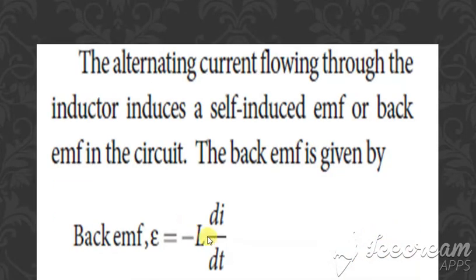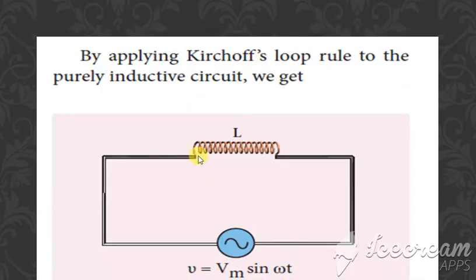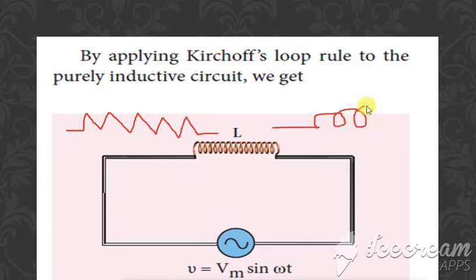Okay, and so we are taking the formula E is equal to minus L into di divided by dt. For the resistor, we took the formula V is equal to I into R. Here we are taking E is equal to minus L into di divided by dt. This is the inductance. How did we draw the resistance before? Here we are drawing the inductance like this, and that inductance is represented by the letter L. This is the alternating source.